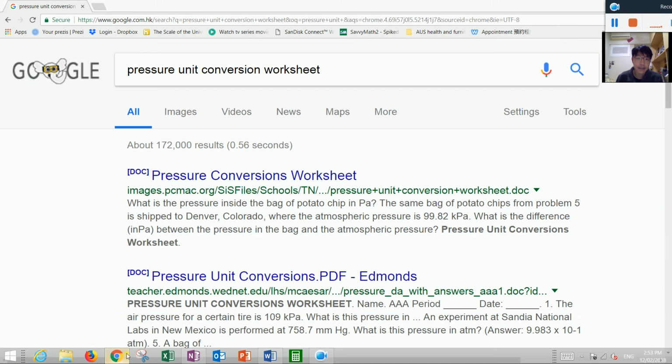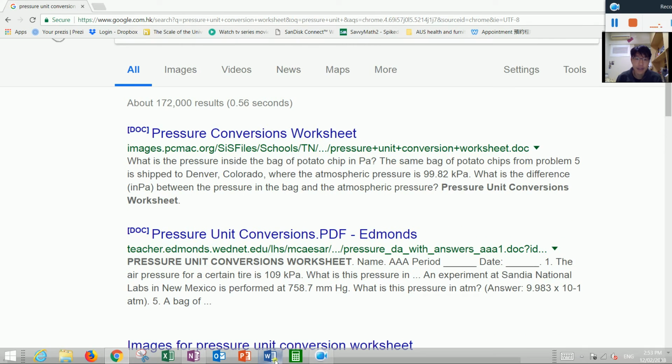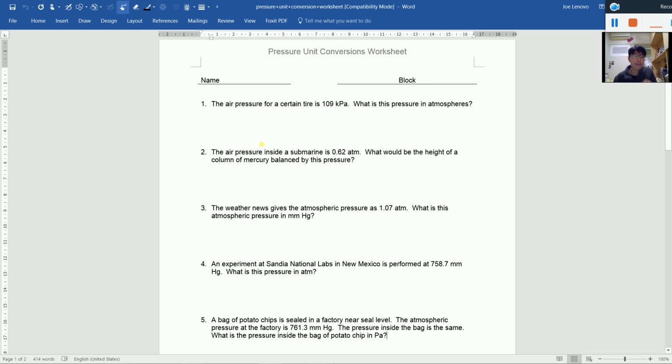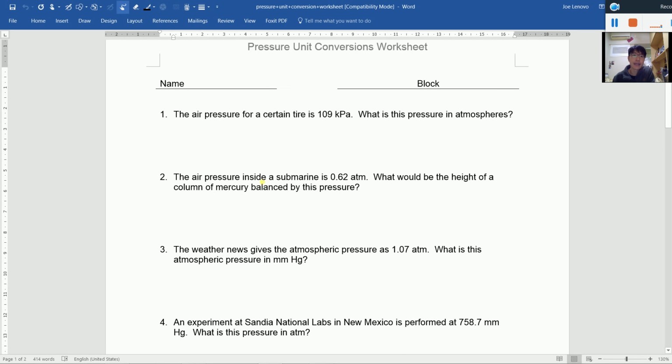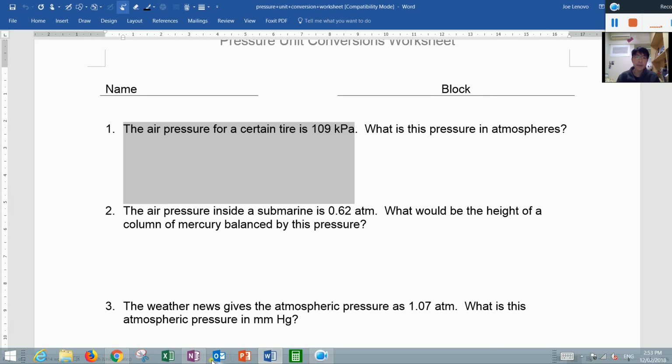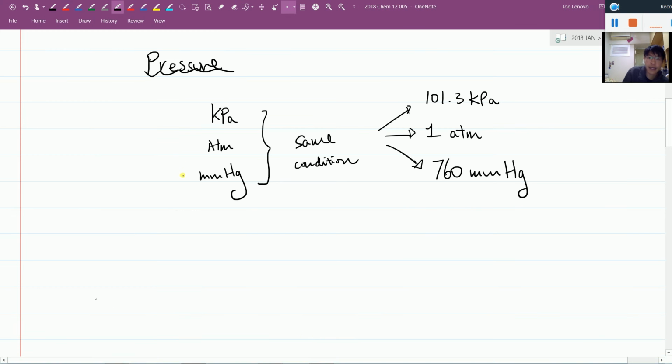I found some exercises online, not this one, this one. So there would be quite a few of them that you'll see. For example, the question here says the air pressure as a tire is 109 kilopascal. What would that be in atmosphere? So in atmosphere and kilopascal, if we have 109 kPa, 101.3 is equal to 1. 109 is slightly bigger than 1 ATM.